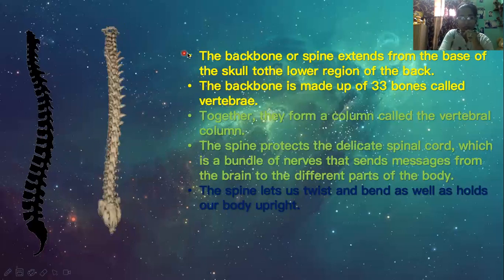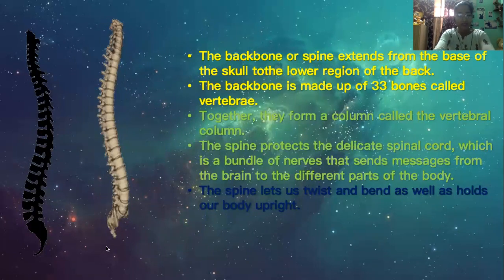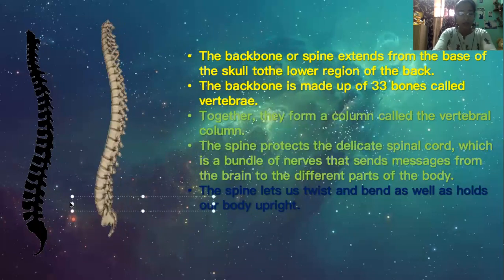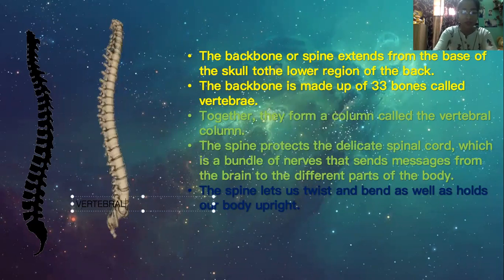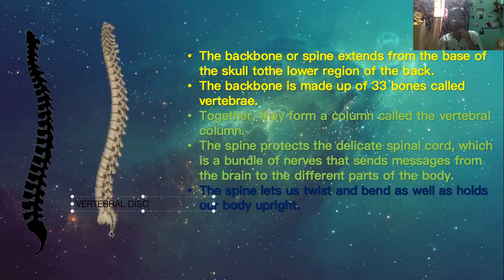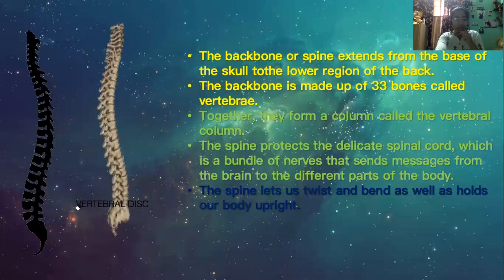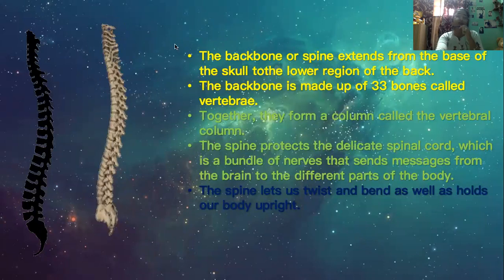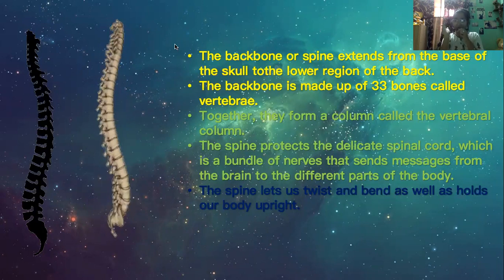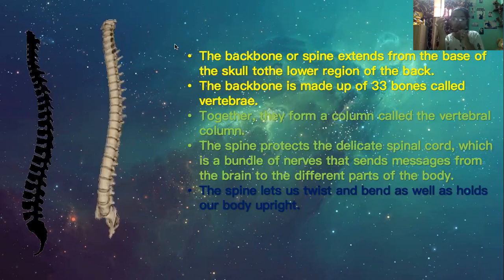I will write it down for you. They are called vertebral discs. So these vertebral discs are cartilages. They are spongy in nature, and they actually help us when the spinal cord is bending backward or forward. These cartilages actually cushion the bones.